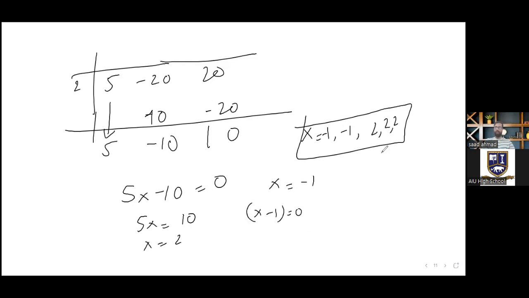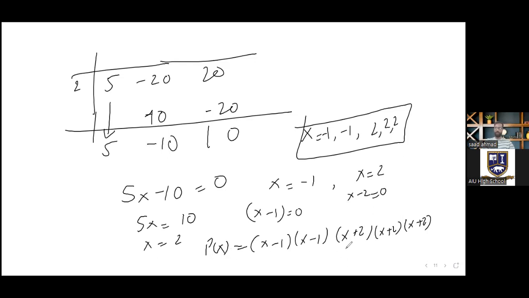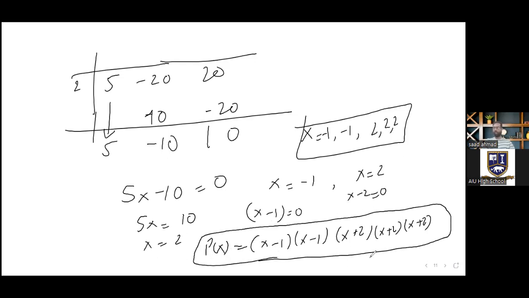So applying the factor theorem on all of them, we can write it like this: x minus 1, x minus 1, x plus 2, and then x plus 2. So we have factorized this polynomial as well. This was not strictly necessary, but you can rewrite it in a factorization form, and from here we can form the roots.